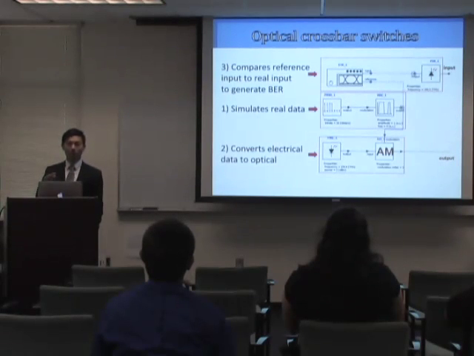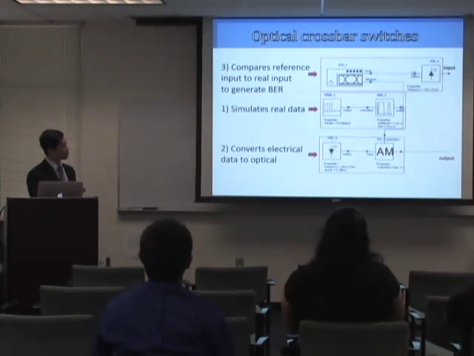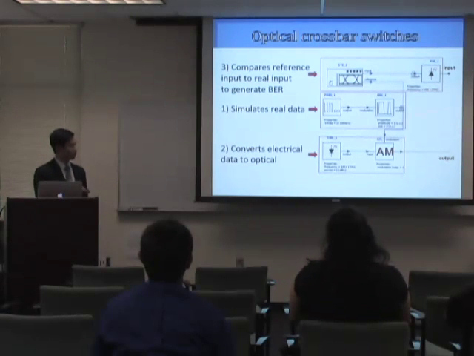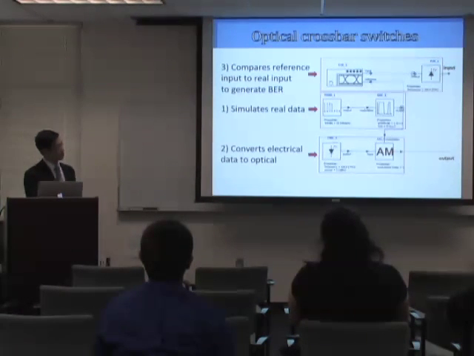So the way I'm going to simulate this is to use these two components to simulate real data. This will generate electrical data going out this port and this port. This will go towards the reference, so it will be used as a reference in my eye diagram. And then the other one will go to a light modulator, which will convert electrical data to optical data. And this will be outputted into my circuit.